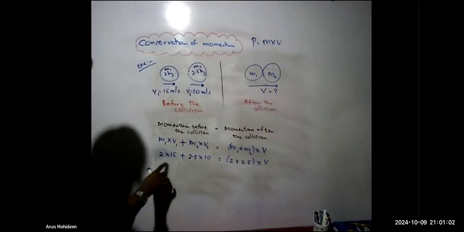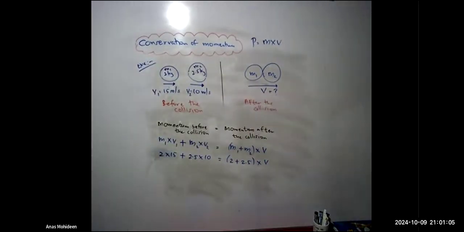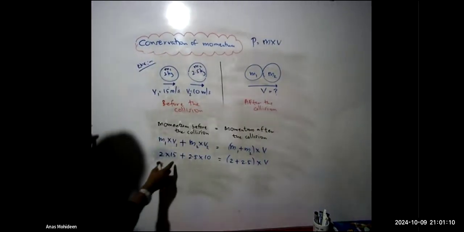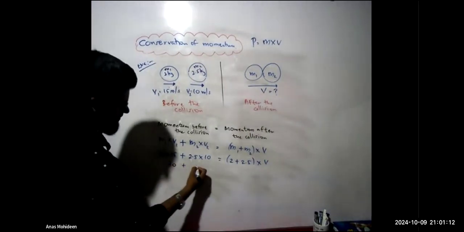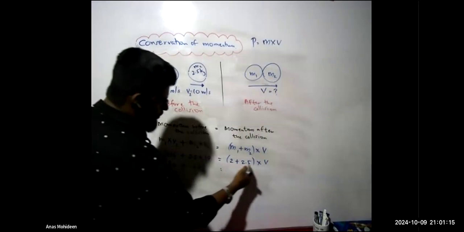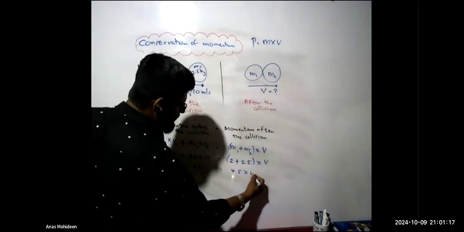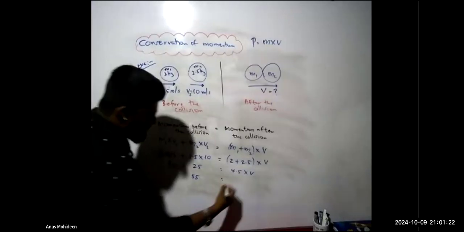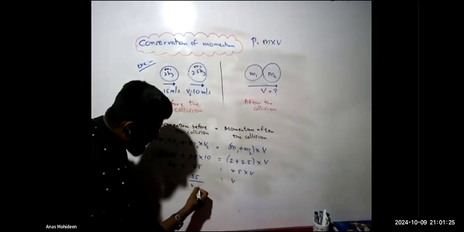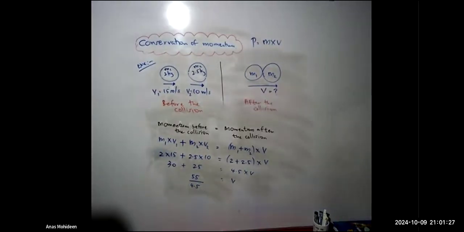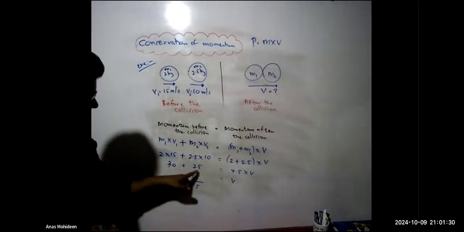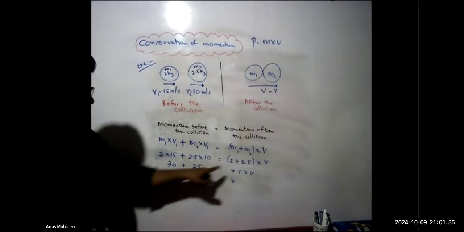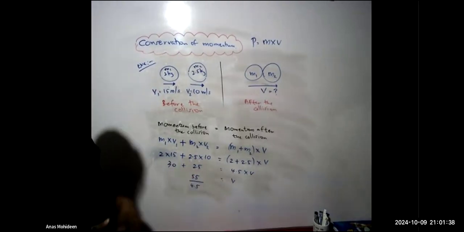Now what is the total? 2 into 15, 30. 2.5 into 10, 25. So 30 plus 25 is equal to 2 plus 2.5, which is 4.5, into v. So 30 plus 25, 55, is equal to 4.5 v. Get me the answer now. Clear? 2 into 15, 30, 2.5 into 10, 25, together 55. That 4.5 I have taken here, so dividing by 4.5.